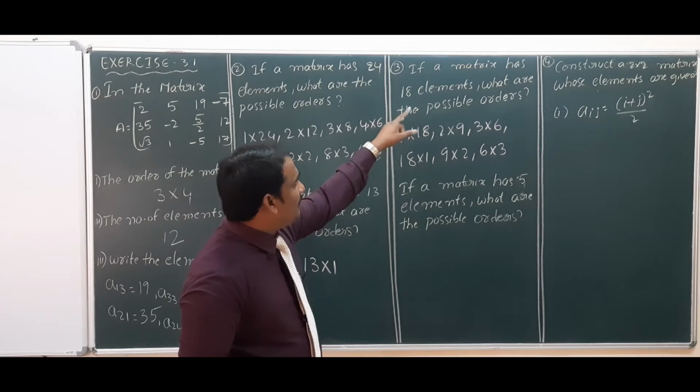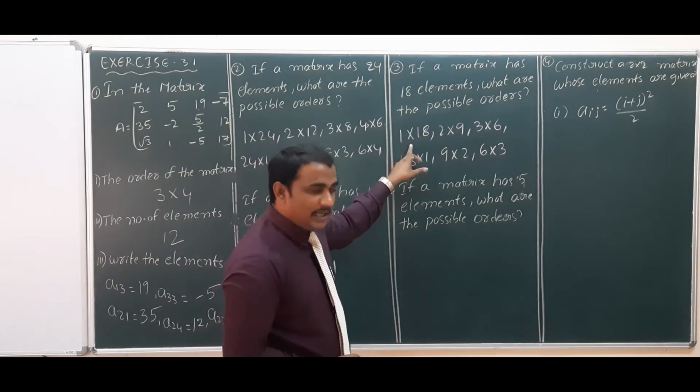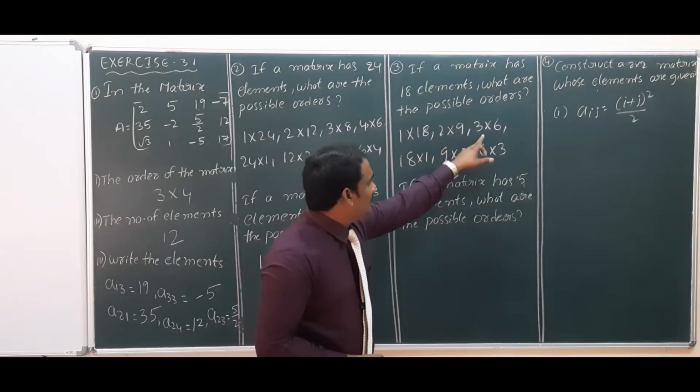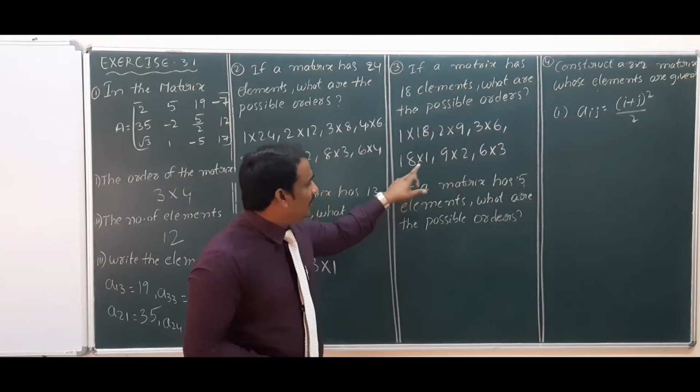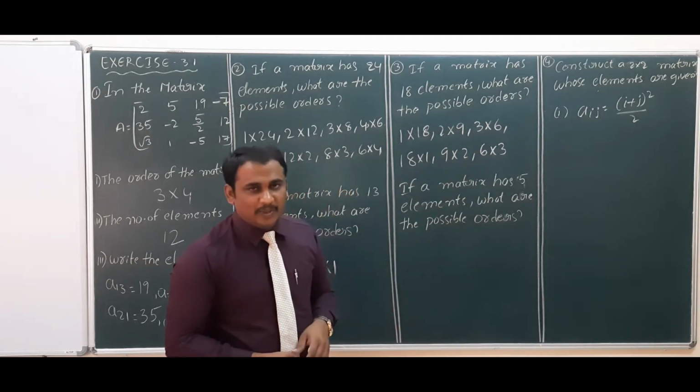Once again, if a matrix has 18 elements, what are the possible orders? 1 by 18, 2 by 9, 3 by 6, 18 by 1, 9 by 2, 6 by 3. Total you have 6 possible orders.